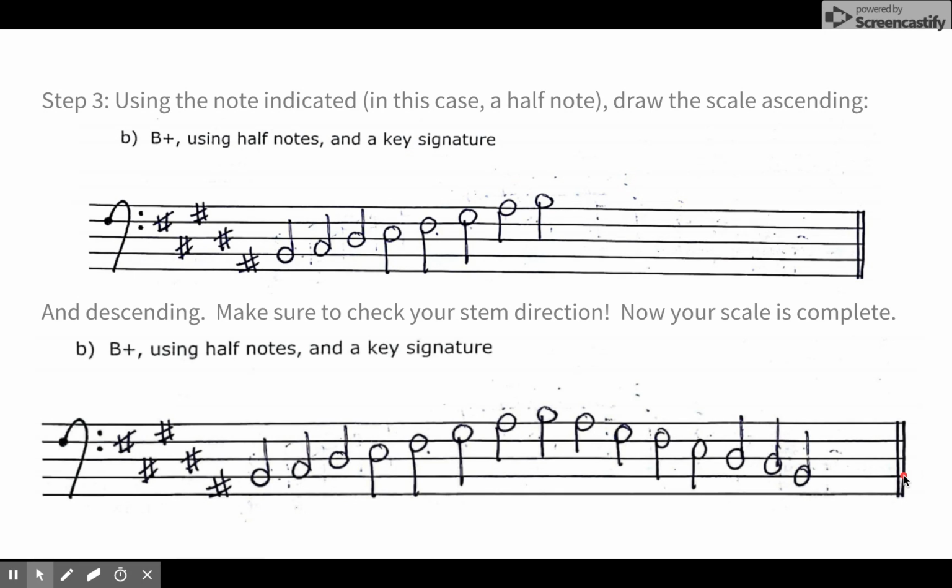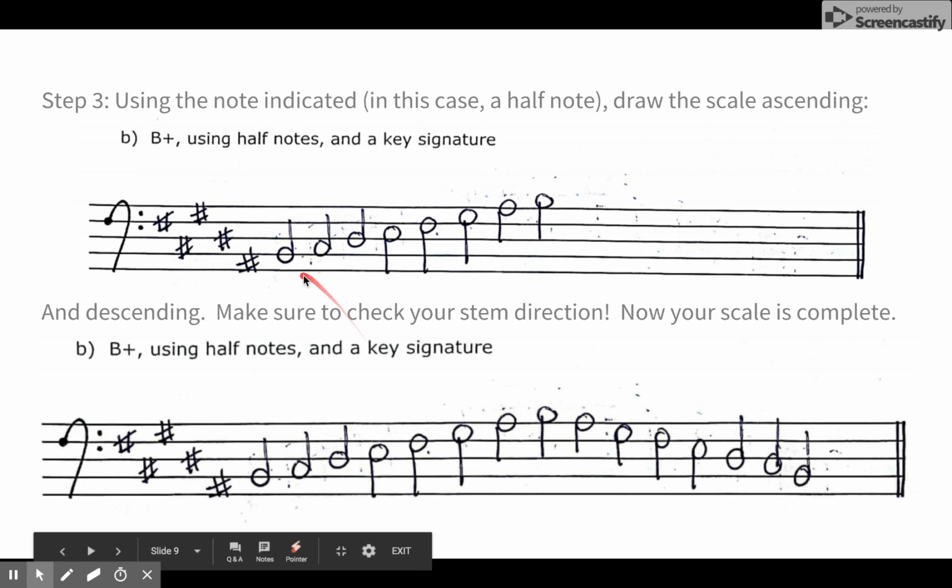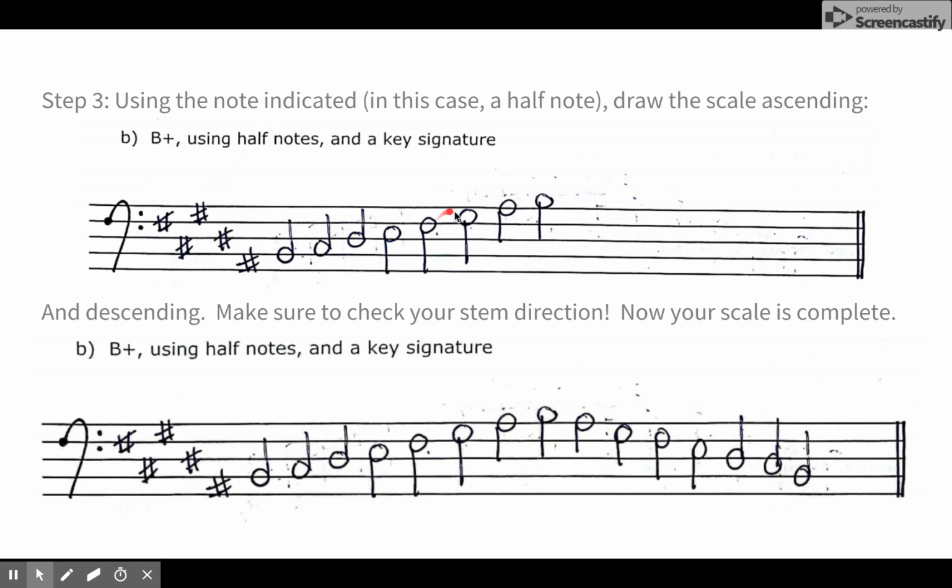The next step is you're going to use the note indicated, so in this case a half note, and you're going to draw the scale ascending. So we're going to start on B. We've got B, C, D, E, F, G, A, B, but really we're using the key signature, so we've got B, C sharp, D sharp, E, F sharp, G sharp, A, and B. Oh, A sharp, sorry, A is down here, the A sharp is down here, and B.